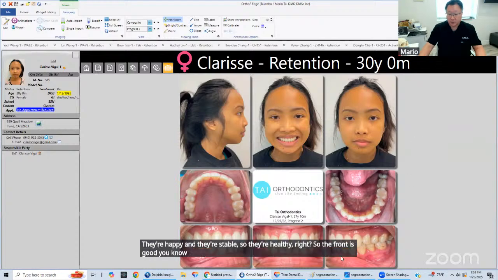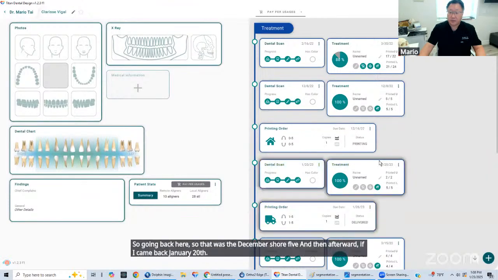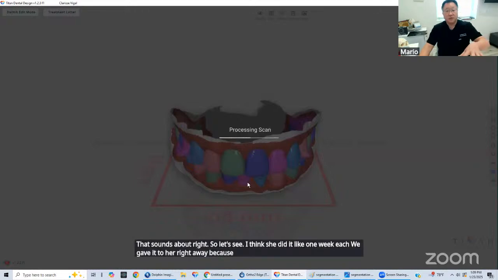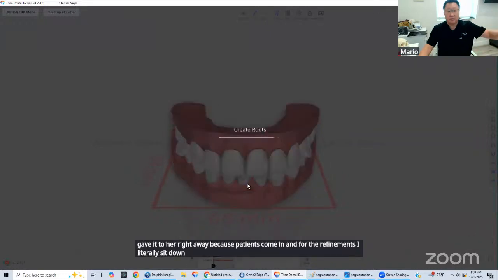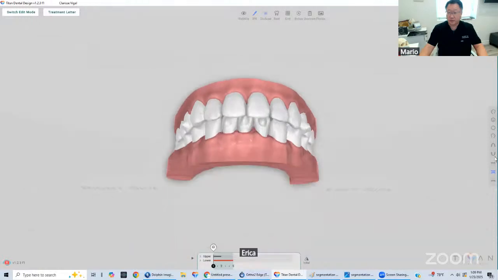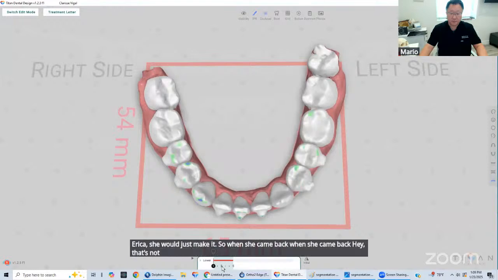I like that. So going back here, that was the December, she wore 5. And then after she wore 5, she came back January 20th. That sounds about right. I think she did it like 1 week each. We gave it to her right away. Because patients come in, and for the refinements, I literally sit down, 5 minutes, boom, boom, boom, I'm done. And then my assistant Erica, she would just make it. So when she came back, hey, that's not so bad, right?